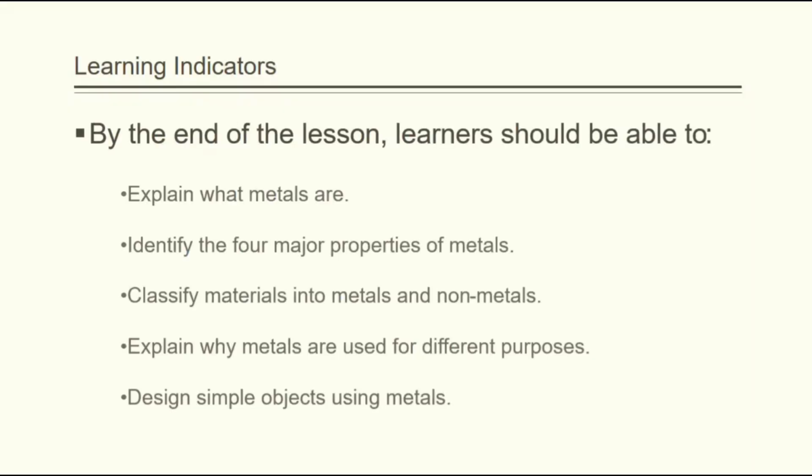By the end of this lesson, we should be able to explain what metals are. We should be able to identify the 4 major properties of metals. We should be able to classify materials into metals and non-metals. We should be able to explain why metals are used for different purposes. And you should also be able to design a simple object using metal.